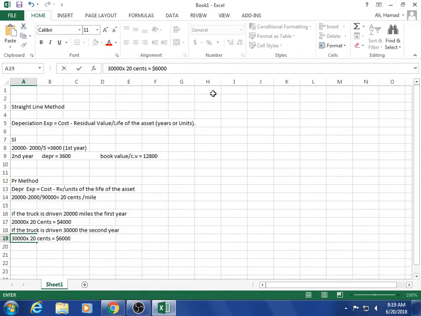What is the book value of the truck at the end of year 2? 20,000 minus 4,000 the first year is 16,000, minus 6,000 makes it $10,000. So that's how the production method looks. Then we're going to move to the third method, the declining balance method.